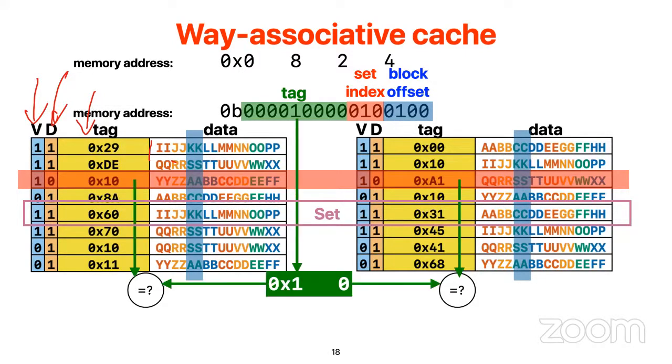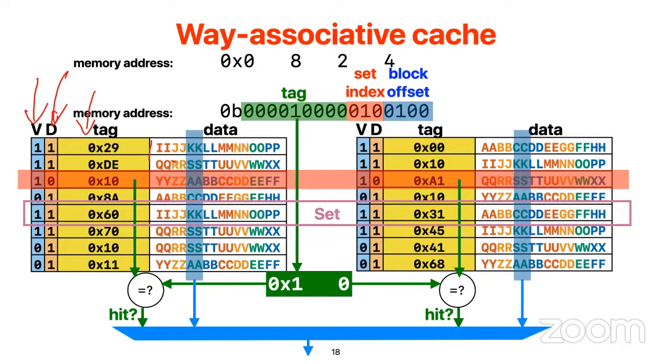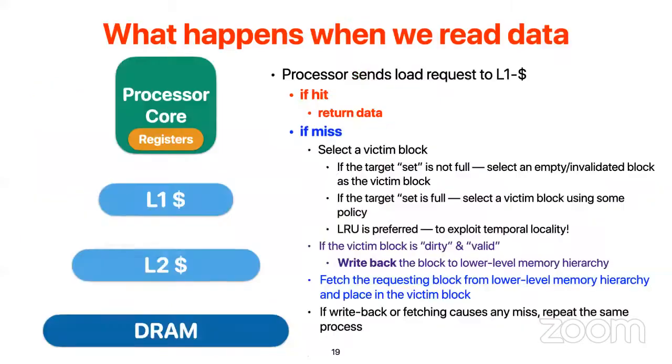If you look at the tag, the left-hand side matches the tag that we are accessing, so it's a hit. And when we output, we just select the left-hand side as our output. However, if nothing has been found, it's called a miss. So that's the basic idea of accessing the cache. And remember, every time we access, it's on a block basis.